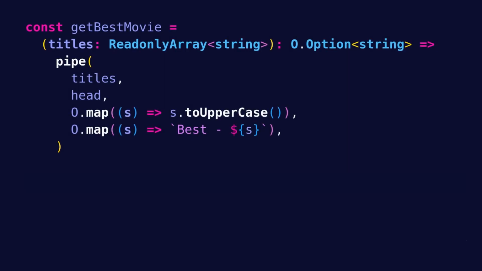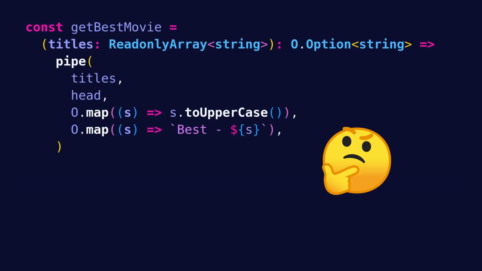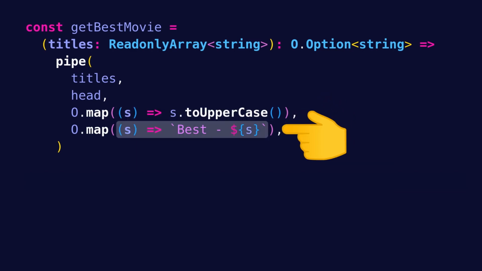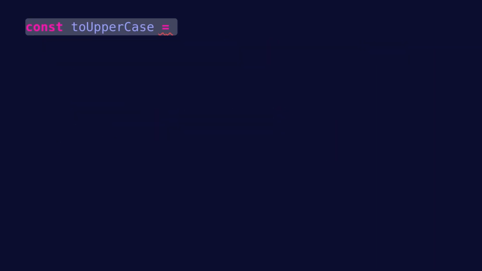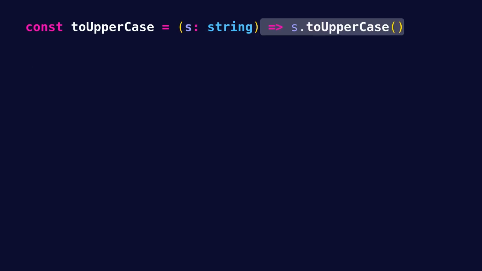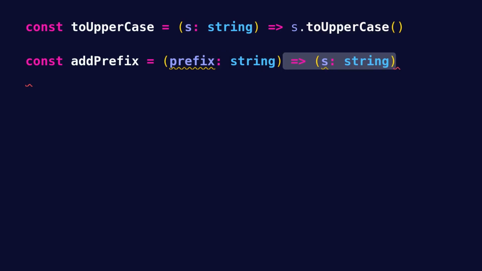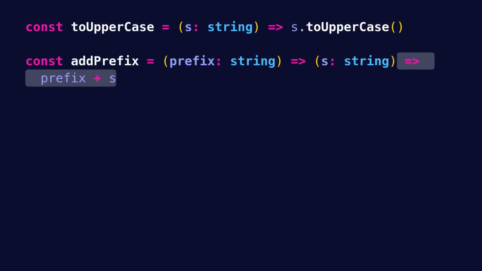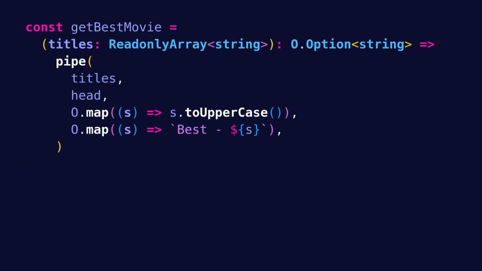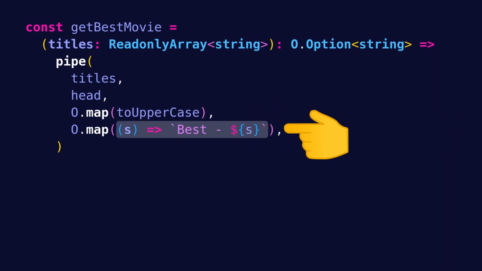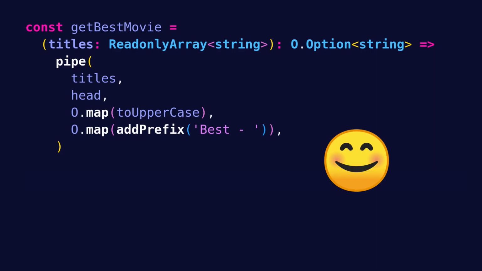If we look again at the getBestMovie implementation, there are some ways to make it even clearer by extracting the two arrow functions that we defined inline into external functions. So we can define a custom toUppercase function, which takes a string and uppercases it. And we can also define a custom addPrefix function, which takes a prefix and returns a function that takes a string and adds that prefix to it. Then, in getBestMovie, we can replace the function passed to the first map with toUppercase, and the function passed to the second map with addPrefix best dash, which makes getBestMovie even easier to read.